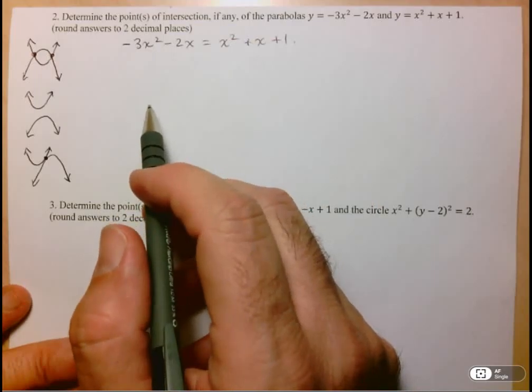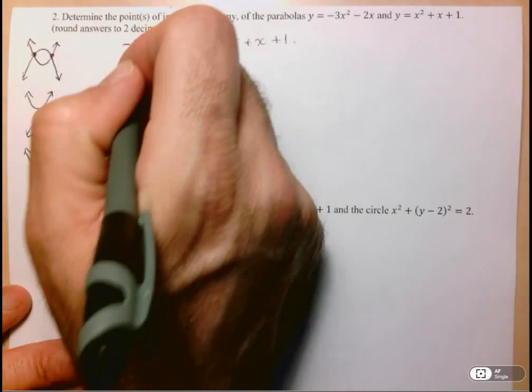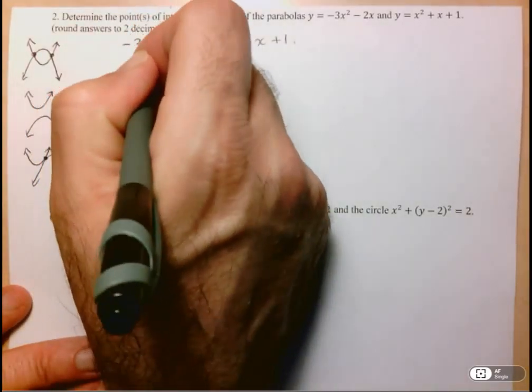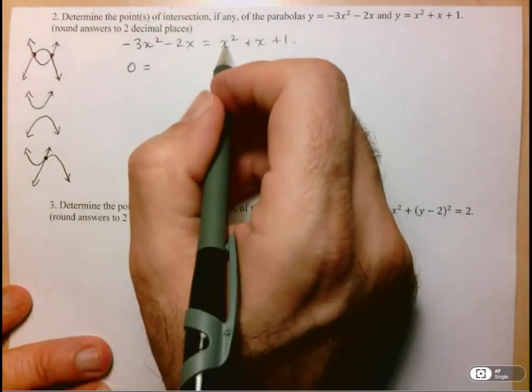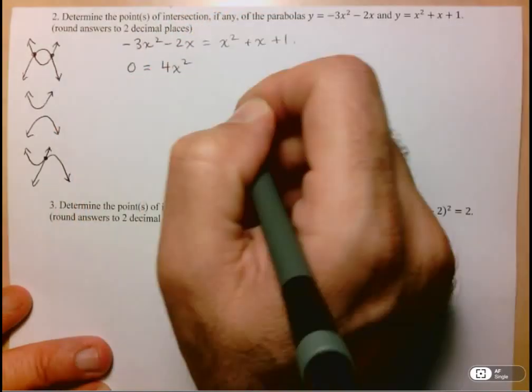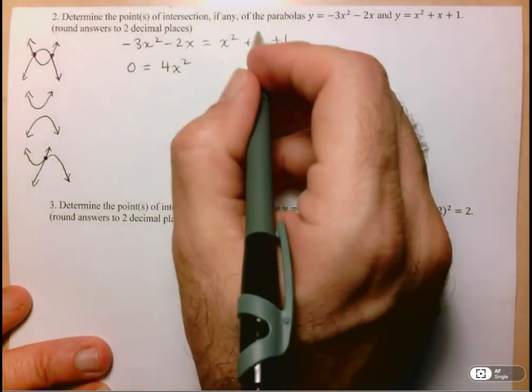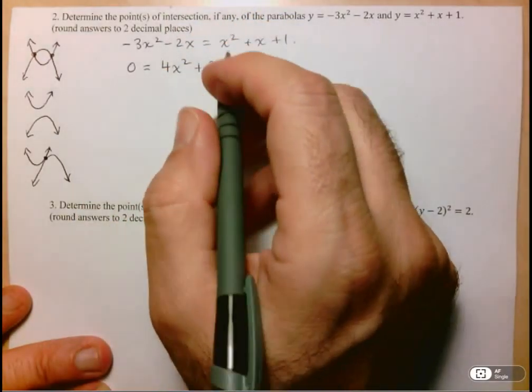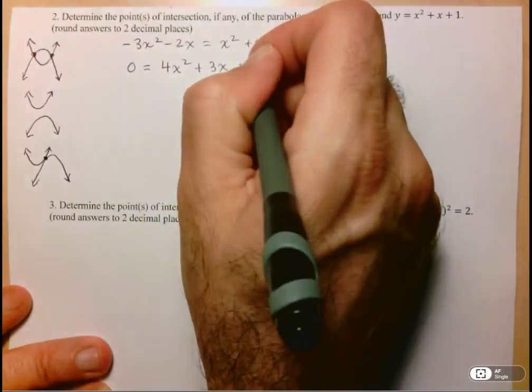So now let's put it in the form we need to be able to actually solve this equation. It looks like it's negative here, so I'll bring everything to the other side to get 0 on the left. So you have x squared plus 3x squared, so 4x squared. Here I've got x plus 2x, so that's going to be plus 3x. And then here I've just got the plus 1.